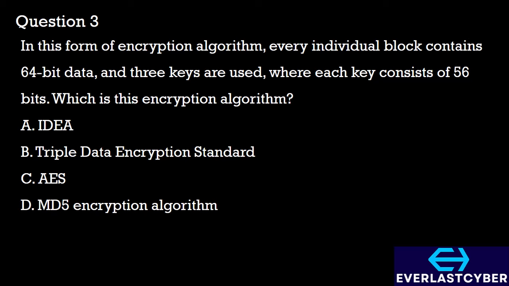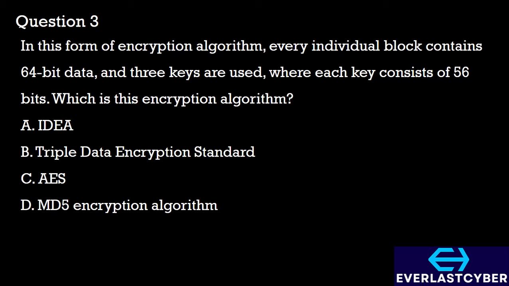IDEA was widely used in early encryption applications like PGP, which is Pretty Good Privacy, due to its strong resistance to cryptanalysis. However, the IDEA method does not use the triple encryption method or 56-bit keys as described in the scenario we have in the question.